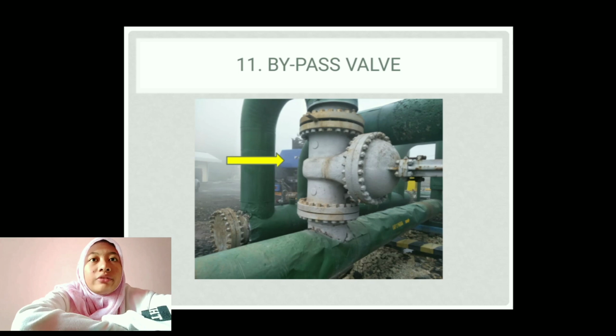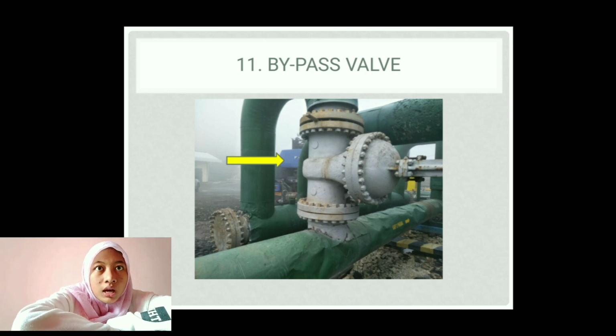Okay, number 11, bypass valve. This bypass valve functions to flow fluid to the AFT when the separator's inlet is closed and the separators are not operating. Number 12, rupture disc.